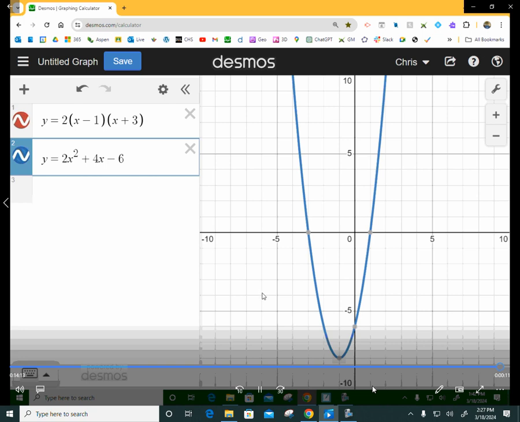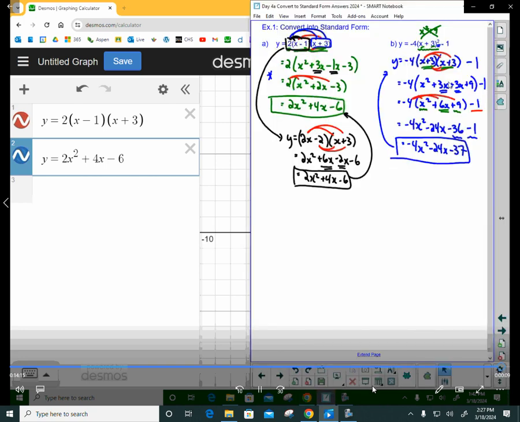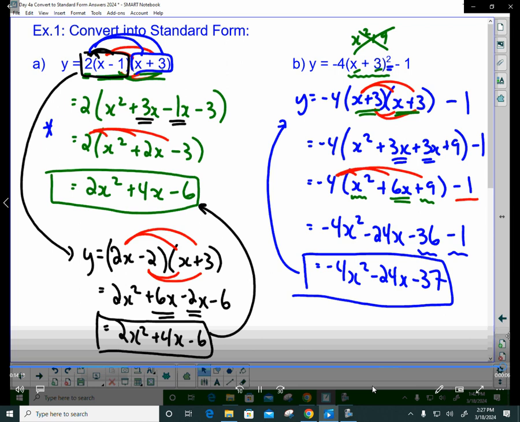So you can use Desmos to check all of your work. We've been doing that quite a bit, and that wouldn't be a bad idea whatsoever.